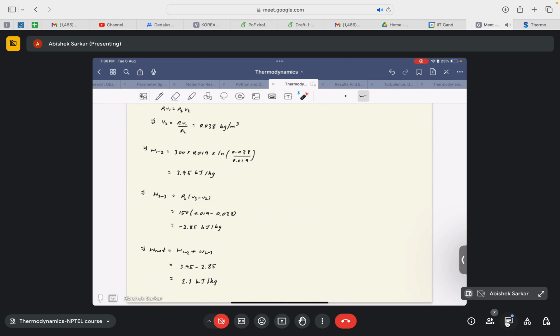V3 is 0.019 meter cube per kg and V2 is 0.038 meter cube per kg. Once you substitute it, we get that the work done from 2 to 3 is minus 2.85 kilojoule per kg. The minus sign itself implies that the work is being done on the system. To find the net work, just sum up the work done from 1 to 2 and the work done from 2 to 3. Once you evaluate it, we get that W net is equal to 1.1 kilojoule per kg.